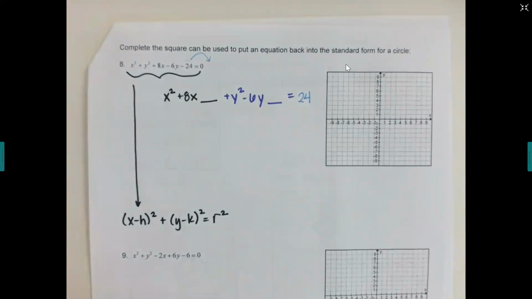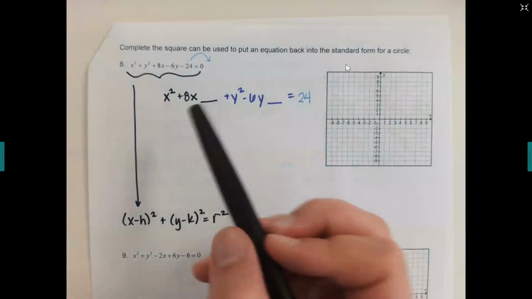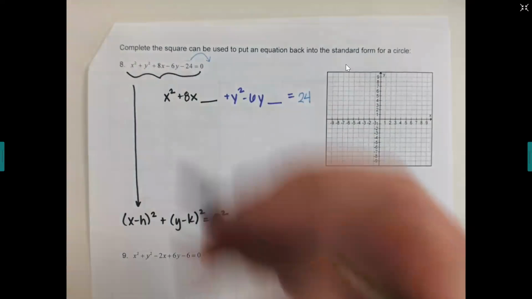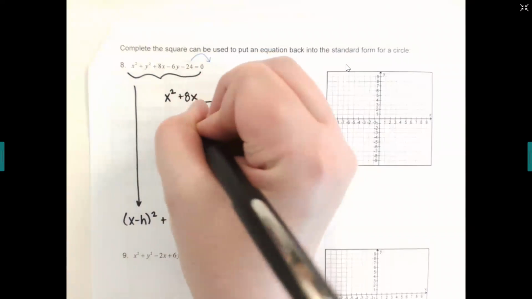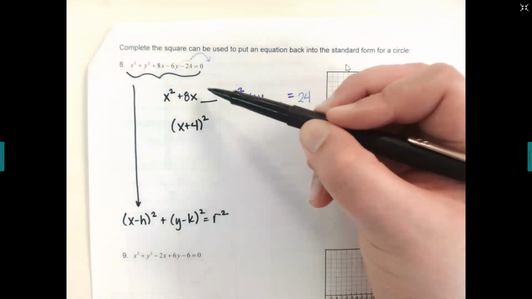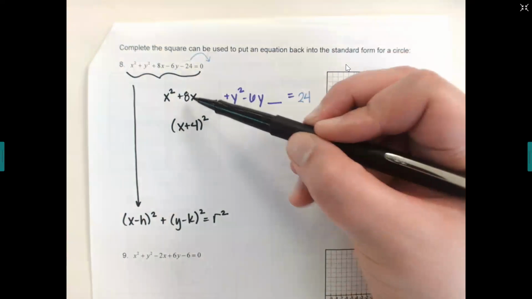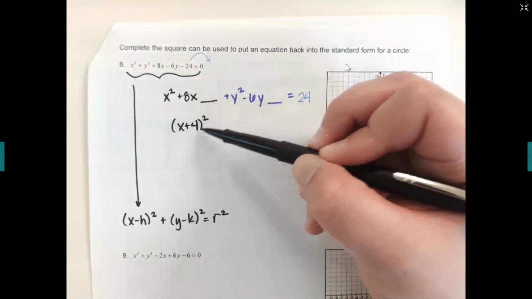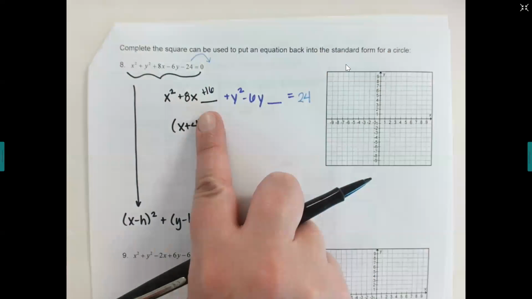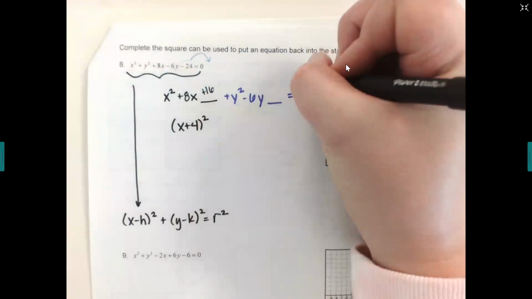Okay, this is how you complete the square in case you forgot. You're going to take half of the middle term and you're going to make a perfect square. So what is half of 8? 4. Then I'm going to do x plus 4 squared. Now, when that happens, you have to fill in the blank with what the last term would be. So for example, what is 4 squared? Then I have to add a 16 here. And if I add a 16 on this side, where do you guess I have to also add a 16? Onto the 24 side.